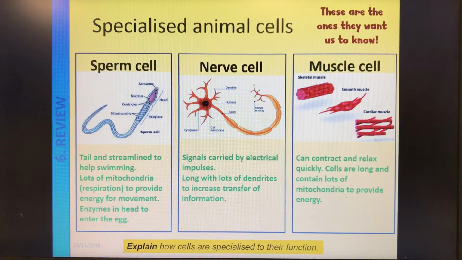Lastly, we've got our muscle cell. Muscles can only contract and relax, and we talk about muscles in so many different topics, but we must remember they can only contract or relax. Don't use any other words to describe what muscles can do. And they have lots of mitochondria to provide that energy for the muscle contractions.